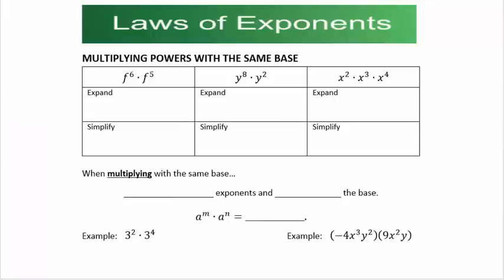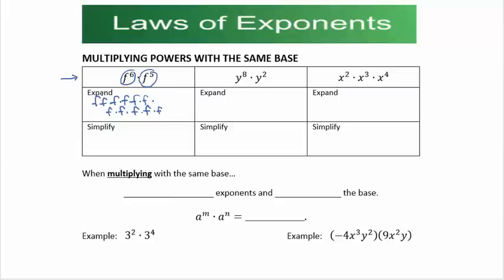Let's say with that information, what we want to do is take each of the expressions in this row and expand them, and then we're going to simplify, and I'll show you what we're going to do. So the first thing is we're going to multiply f to the 6th times f to the 5th. F to the 6th means 6 f's: 1, 2, 3, 4, 5, 6. And we want to multiply that by f to the 5th, which means 5 f's: 1, 2, 3, 4, 5.